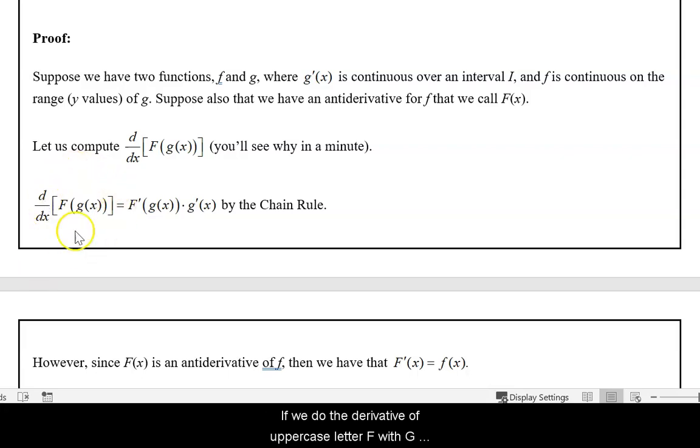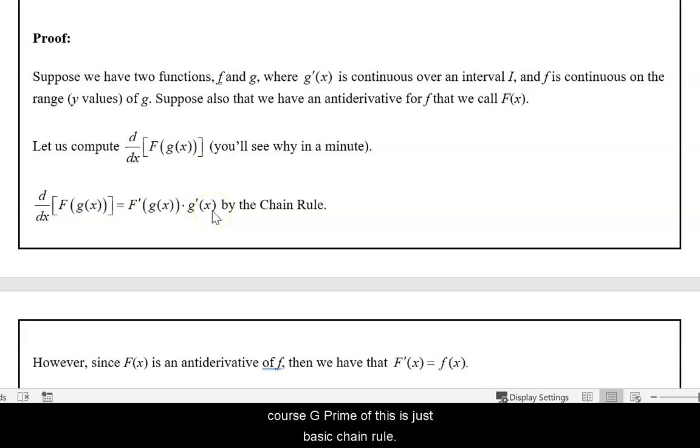If we do the derivative of uppercase letter F with g inside of it, the composition, then by the chain rule for derivatives, we would get the derivative of the antiderivative, freezing the inside function, which is represented by g of x, times the derivative of the inside function, which is, of course, g prime of x.